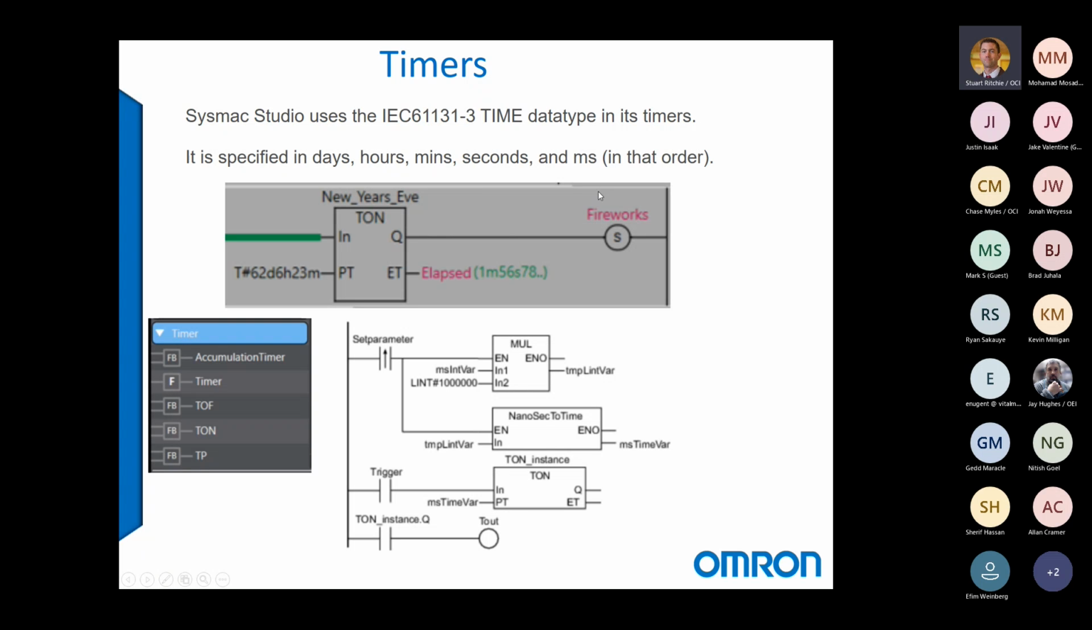Timers in Sysmac Studio. We utilize the IEC 61131 time data type. It's the same way that it's specified in the standard. When we're typing constants for time, we specify them as T, pound, and then the days, hours, minutes, seconds, and milliseconds that we need. In this example, this is my New Year's Eve countdown, 62 days, 6 hours, 23 minutes, and our elapsed time is given in the same format.